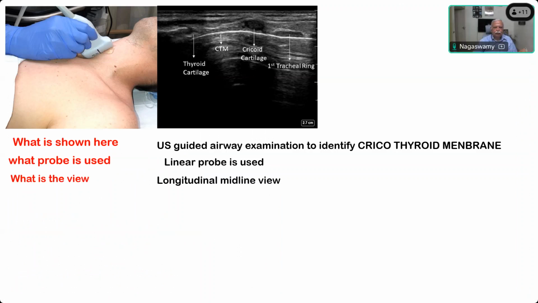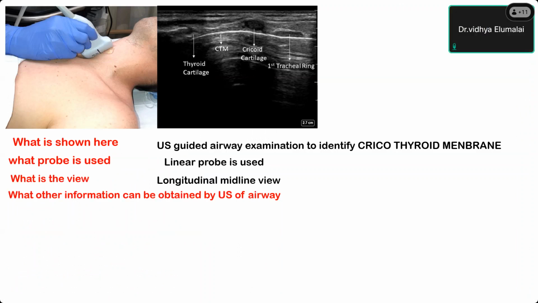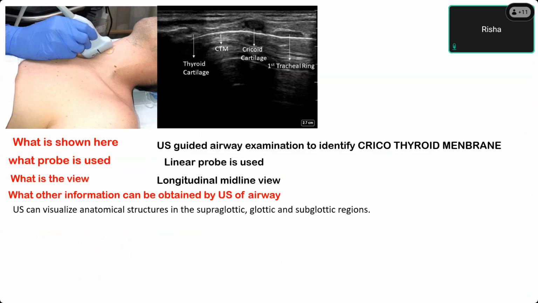Longitudinal midline view. Okay. What other information can be obtained by ultrasound of the airway? Skin to epiglottis distance, size of tongue, vocal cords. It can visualize anatomical structures, and presence of ET tube in the supraglottic, glottic, and subglottic regions.